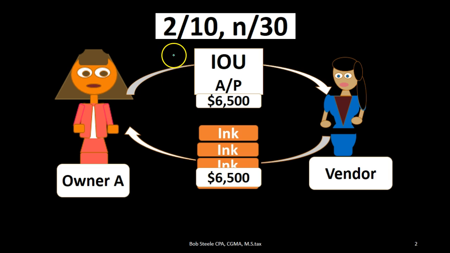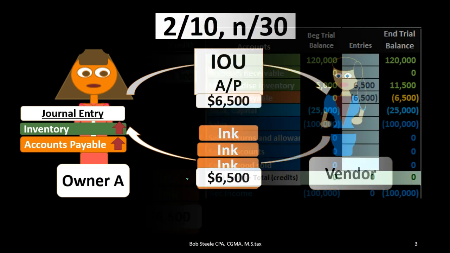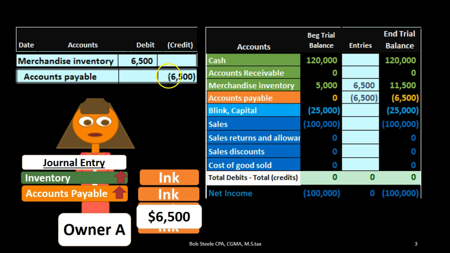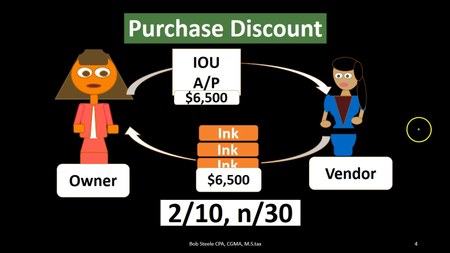So even though we have terms, we're going to post it as if we don't have terms on the original transaction, which would be a journal entry of an increase to inventory at $6,500 and an increase to the accounts payable representing that we owe the vendor that $6,500. It would look something like this. It would be the debit to merchandise inventory, credit to payable that we have seen before, increasing the merchandise inventory and increasing the liability.